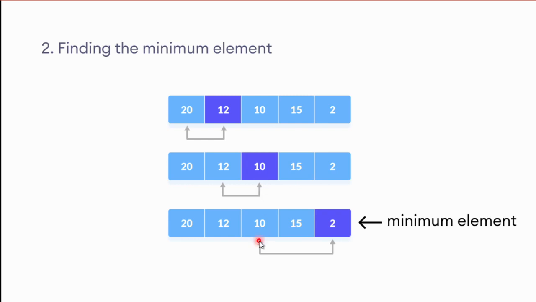Finally, I have to compare 10 with 2. As 2 is smaller than my current min element, I'm going to update min element as 2. So as I have reached end of the array, I can consider that 2 is the minimum element. So that we found the min element.